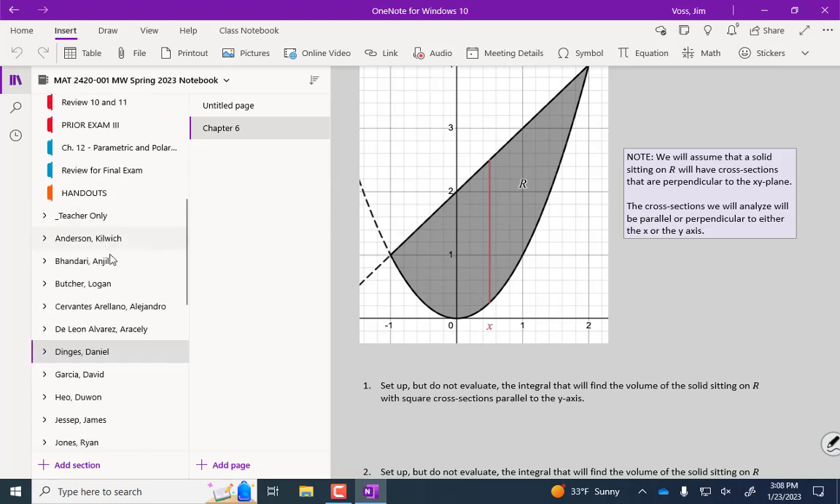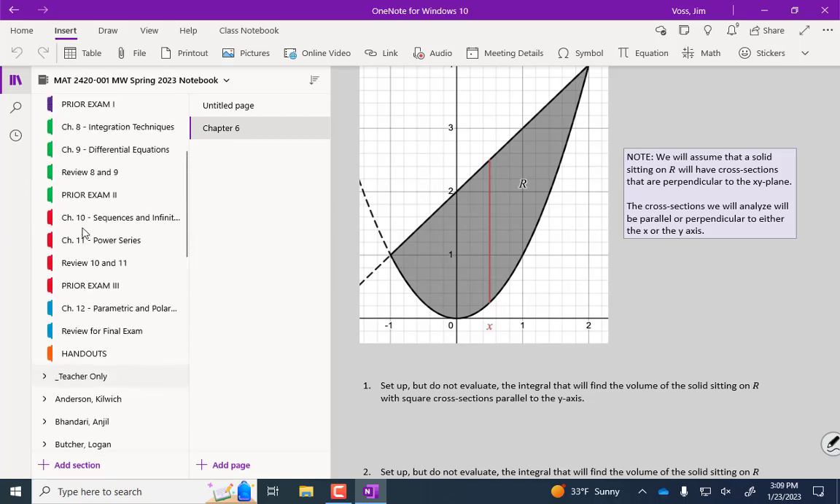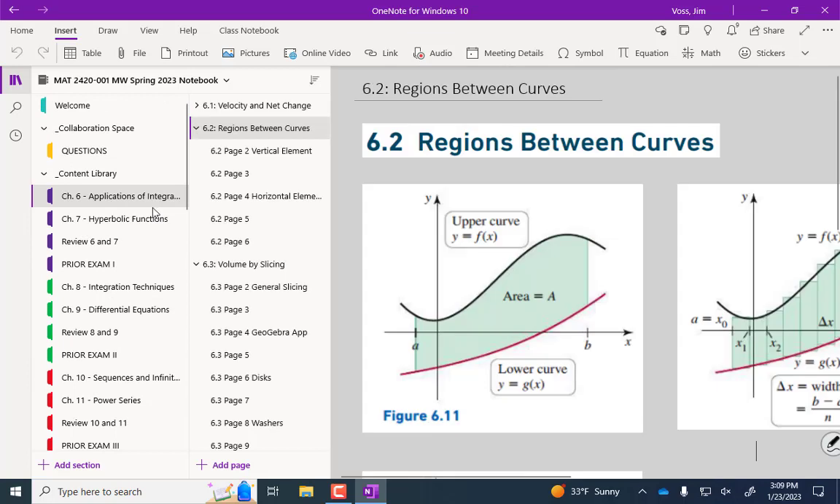Okay, so each one of you will have that little collaborative space down below. And then let's combine these. Any questions thus far?